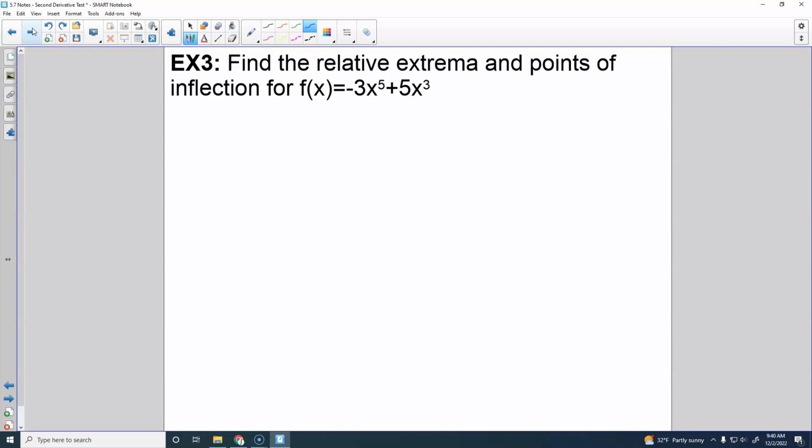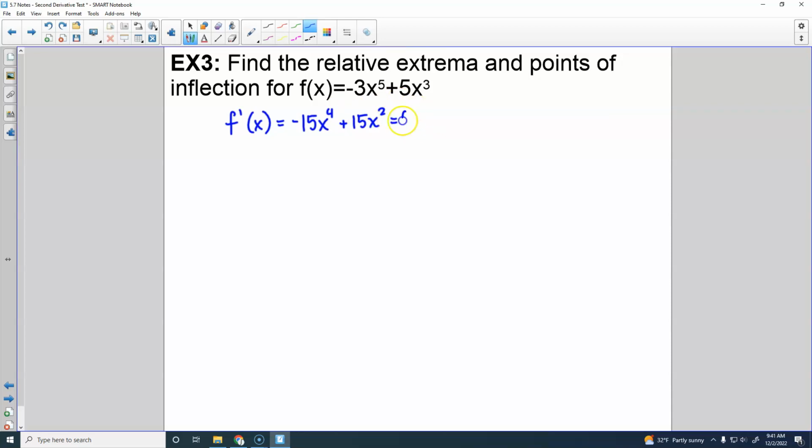Okay, so this one asks us for relative extrema and points of inflection for this function. So, in particular, one reason that it may be helpful for this one for you to do second derivative test is because you've got to find the second derivative anyway, although we're going to see possibly some issues. So if we take our first derivative here, we'll get -15x to the 4th plus 15x squared.